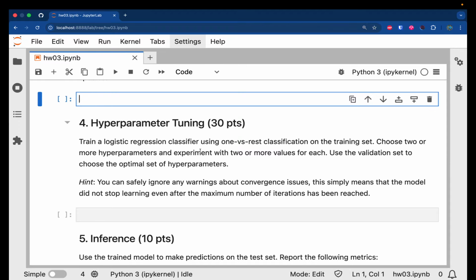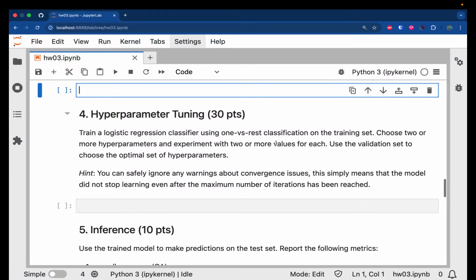The hard part here is the hyperparameter tuning. So you're going to train a simple logistic regression model. You're going to use a one versus rest classification style. So that was the thing that I explained with the pizza versus not pizza. Choose 2 or more hyperparameters to experiment with and 2 or more values for each. So if you do a grid search, you might have 4 grid points or 6 or 8, I don't care, at least 4. Same for random training, so at least 4 different possible hyperparameter values.